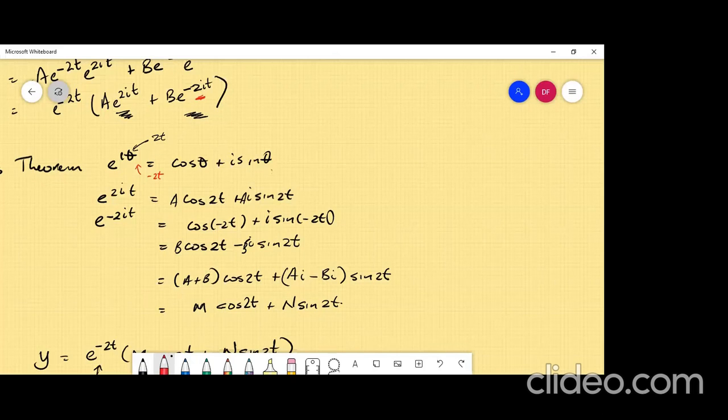Now, cos of minus theta is the same thing as cos theta. They prove that in trigonometry. And sine of minus theta is minus sine of theta. They also prove that in trig class.